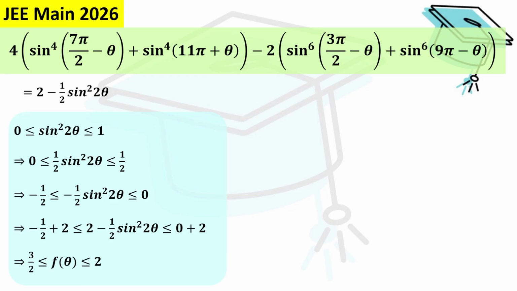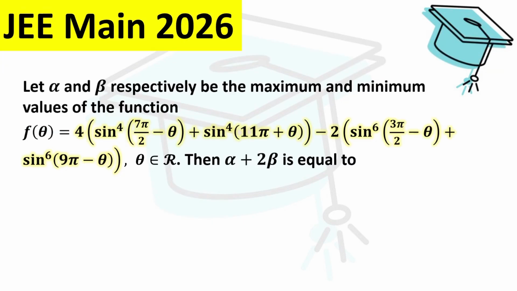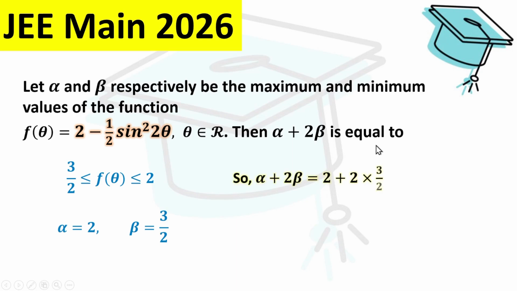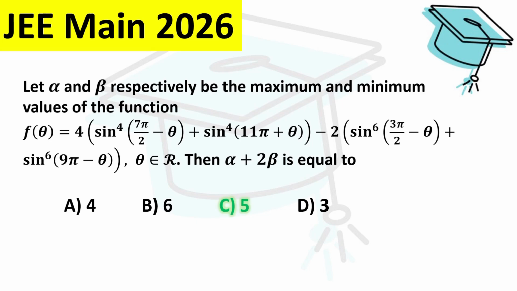So let's have a look at the question. We had been given this question, we worked with this function, simplified it to this, and also we have got the range of this function, which means we have the values of alpha and beta now, which were the maximum and minimum values. So the maximum value over here is 2. So alpha is 2 and beta is 3 by 2. Substituting these values in alpha plus 2 beta, we get 2 plus 2 into 3 by 2, which means 2 plus 3, which is 5. So the correct option over here is option C, 5.